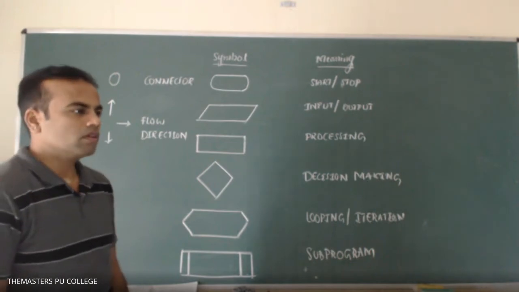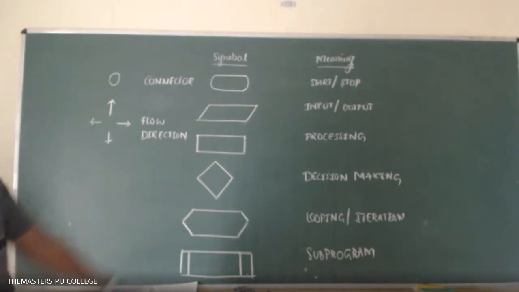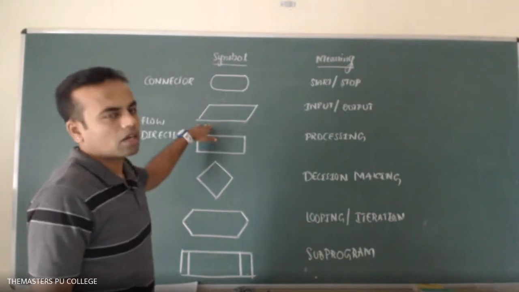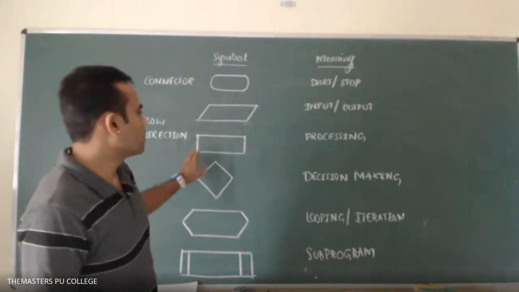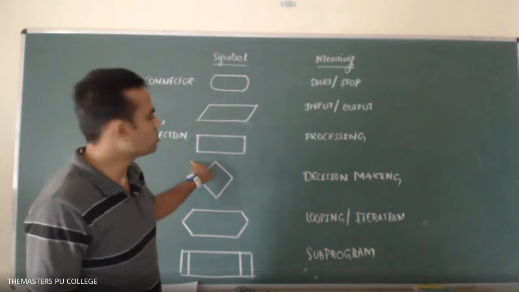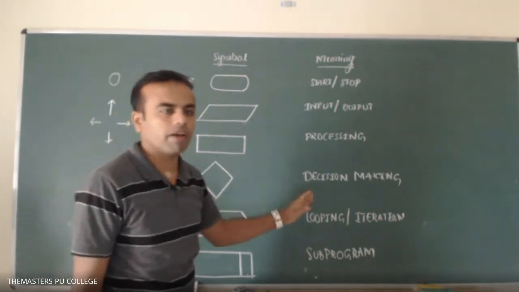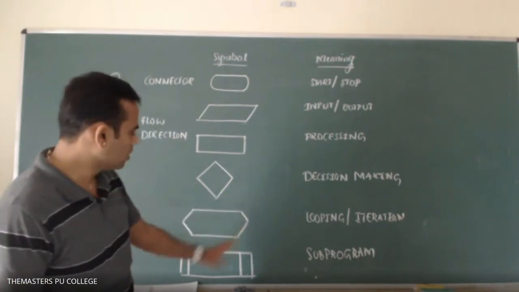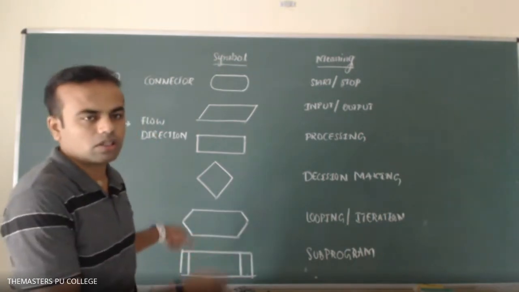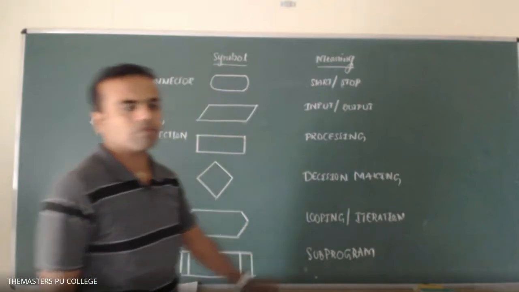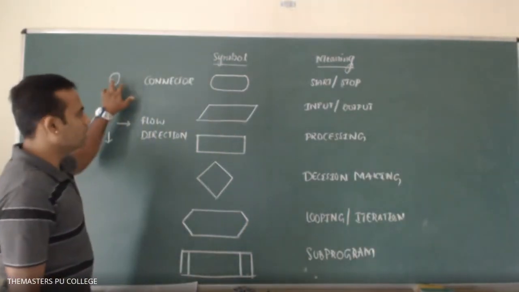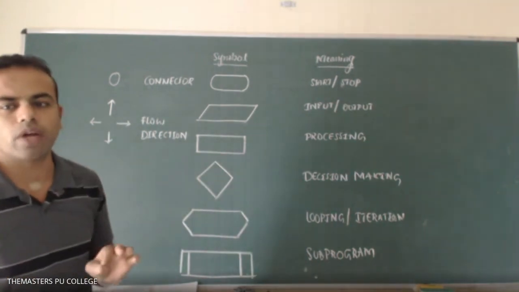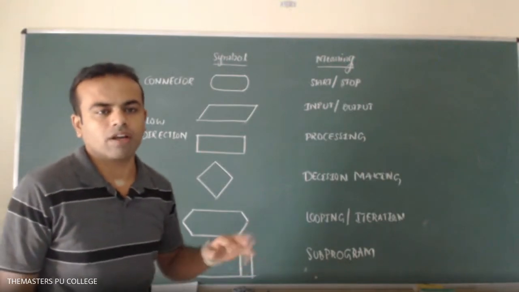Okay, right. So this oval shape indicates start and then stop. This parallelogram indicates input and output. Next, rectangle indicates processing. Rhombus indicates decision making, and then hexagon indicates looping or iteration. Next, this rounded corner shape with the border is called subprogram or predefined process. Next, circle indicates connector, and then up, down, left, right arrows indicate the flow direction of the algorithm or a problem solving technique.